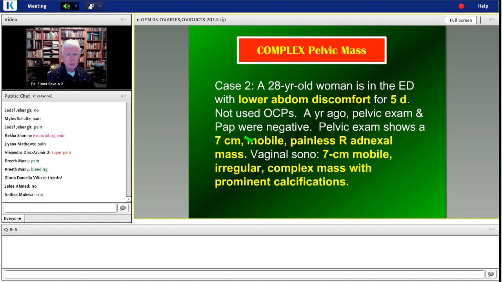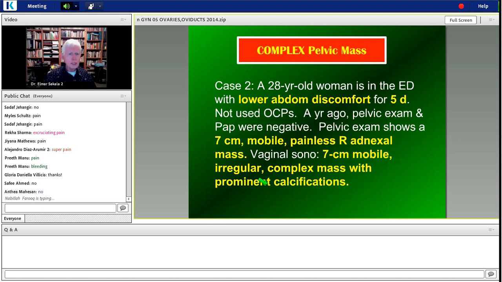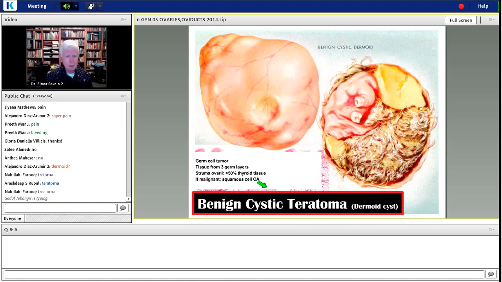Pelvic exam today shows a 7-centimeter, mobile, painless, right adnexal mass. Vaginal sonogram shows a 7-centimeter, mobile, irregular, complex mass with prominent calcifications. So what do you think could be a complex, irregular mass with calcifications? That sounds like a benign cystic teratoma. That sounds like a dermoid cyst.